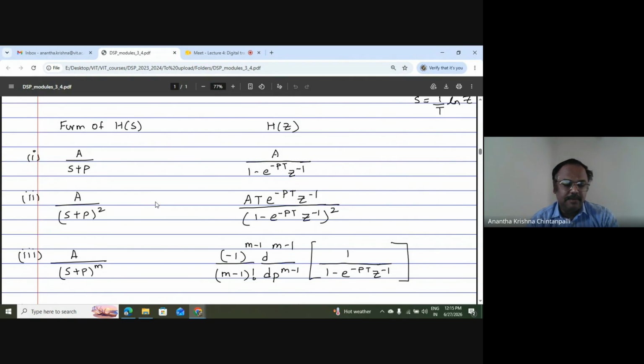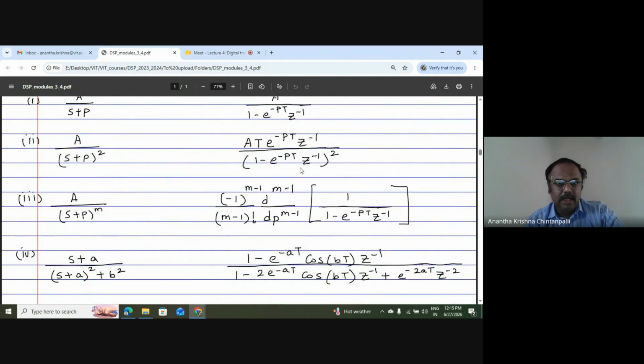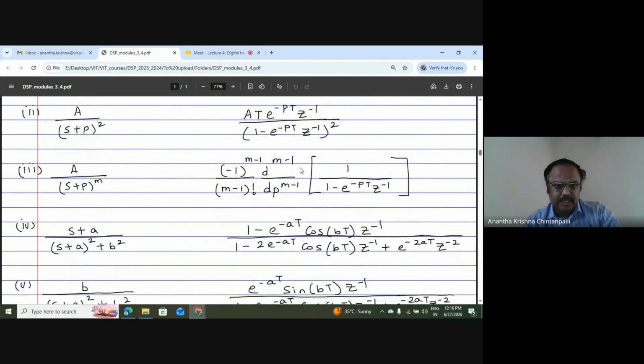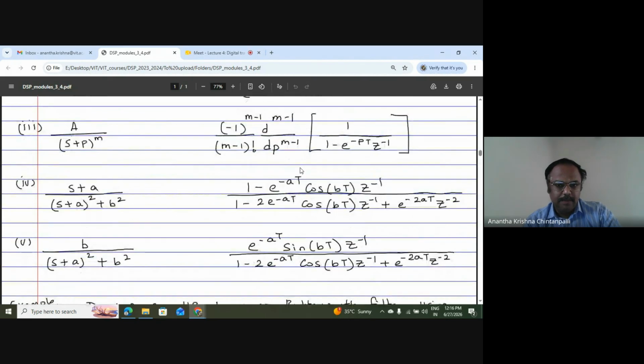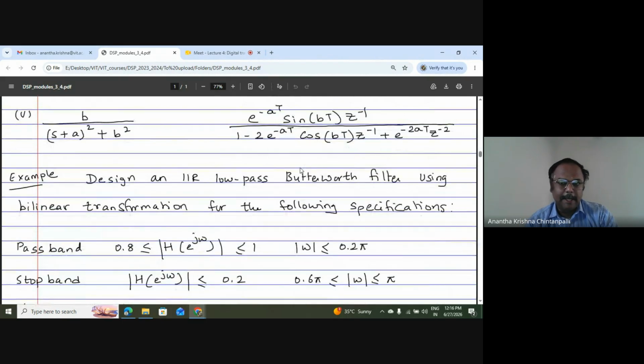So these are the sum of the general expression of H(s) and the corresponding H(z) from the impulse invariance. I'll go into it in a little more depth when I talk about the impulse invariance method separately, since we are talking about filter design from both an analog as well as a digital perspective. So this is how you can use this table to come up with the respective H(z) from H(s) using an impulse invariance method. Okay, all right.